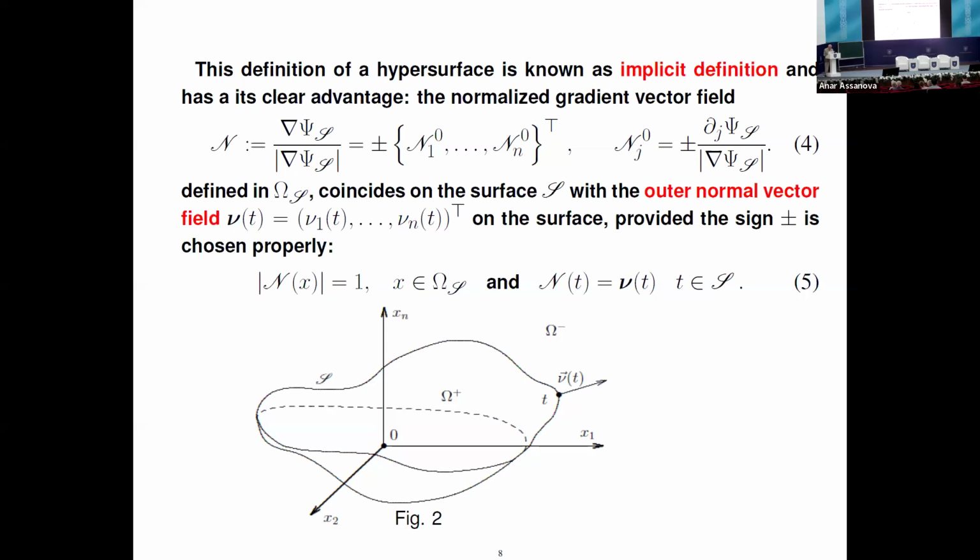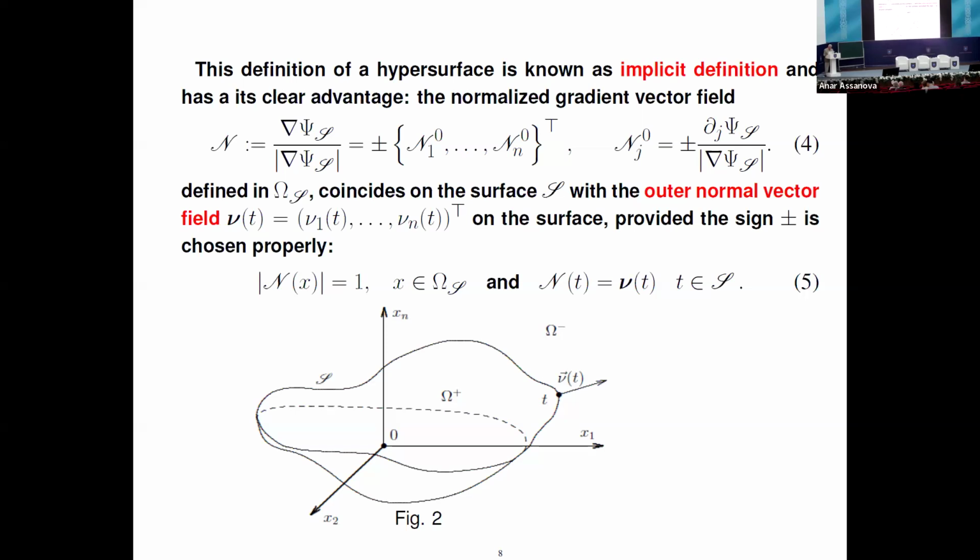And here is the picture. This vector field we can consider in the neighborhood of the surface, because the implicit function is defined not only on the surface, but in the neighborhood of the surface. And if we normalize, we will get some vector field in the neighborhood. But it is not a correct extension of our normal vector field. I will speak about this a bit later: what the correct extension is, and that this one is not a good one.